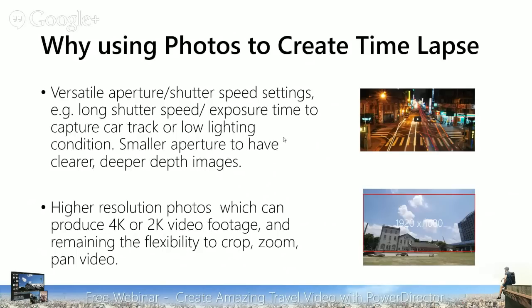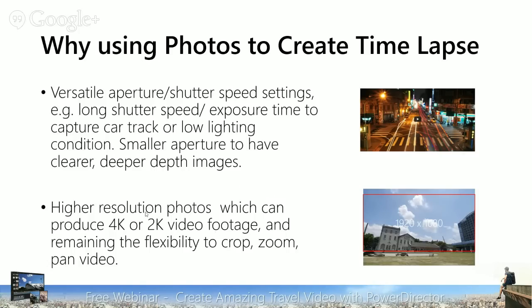All right, then why do we use photos to create time-lapse instead of video? The first thing is that on a camera, there are versatile shooting modes. For example, if you have a smaller aperture plus a longer shutter speed, then you can get a nice-looking car track like on this photo. And if you merge all these photos together into a time-lapse video, it will look super cool. That's something you cannot record with a video camcorder.